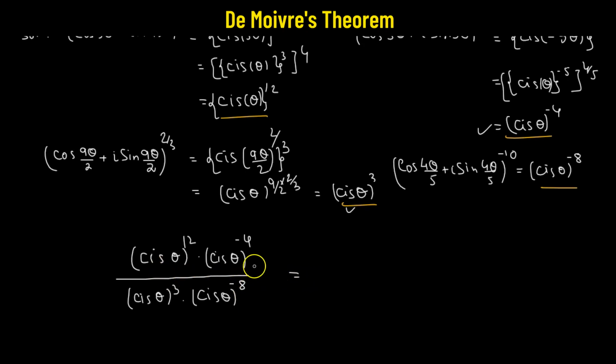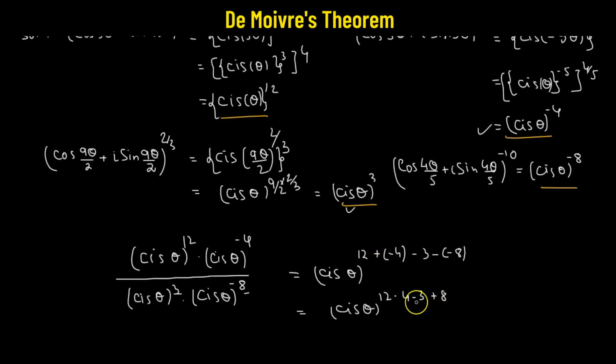Now using the laws of indices, we can combine all of them. So we have cis of theta whole raised to the power of 12 added to negative 4. Then we'll subtract each of the exponents from the denominator, because we are going to take them to the numerator and combine with the numerator. So we have negative 3 minus negative 8. So we have 12 minus 4, negative 3 plus 8. We have negative 4 and negative 3, so that's negative 7. Negative 7 plus 8 is positive 1, so 12 plus 1 will be 13.